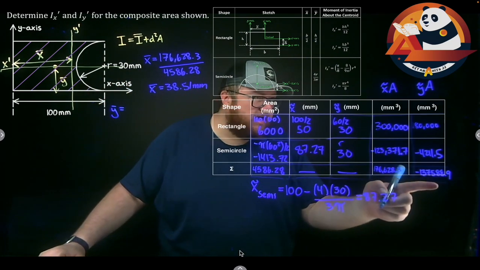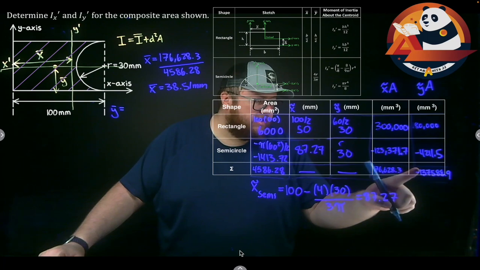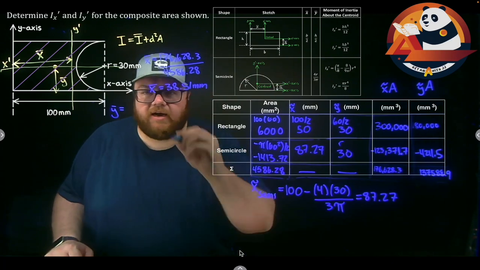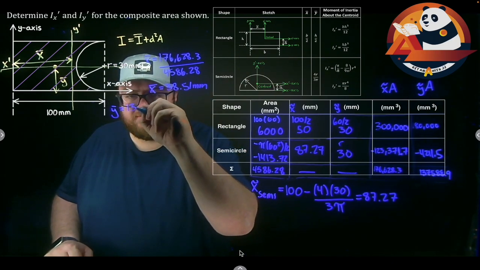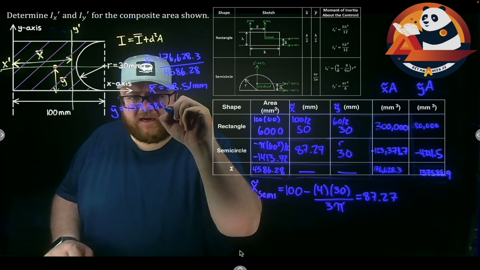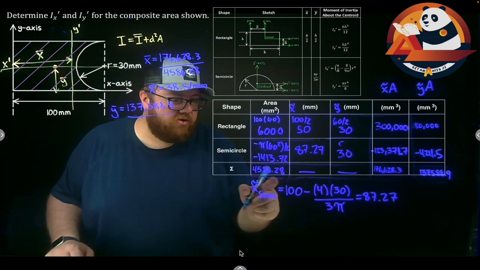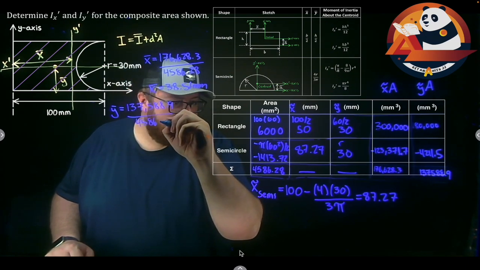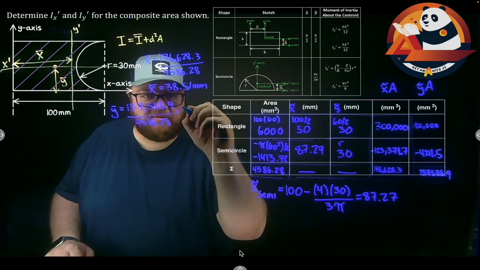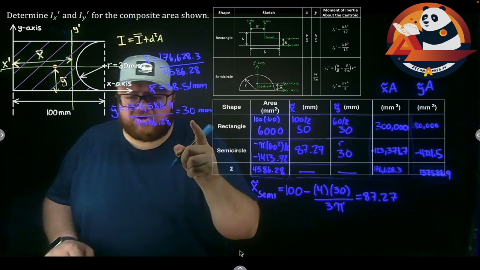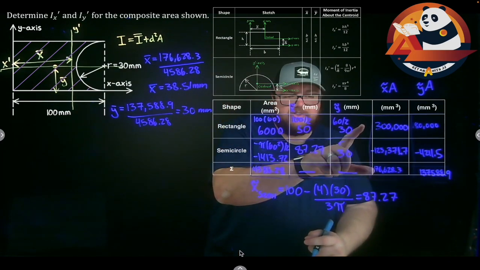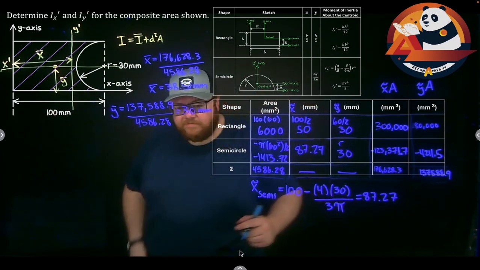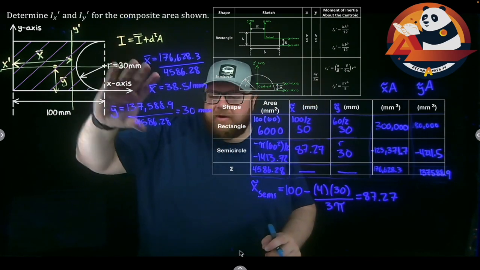And doing the same thing for y bar, we will get y bar equals my total y tilde a, which shouldn't be negative, it should be positive here, 137,588.9 divided by my total area, 4586.28, which will get me 30 millimeters. That one shouldn't come as a surprise. If 30 was my centroid location for every piece in here, my centroid for everything should also be at 30 then. Let's go ahead and work with that.